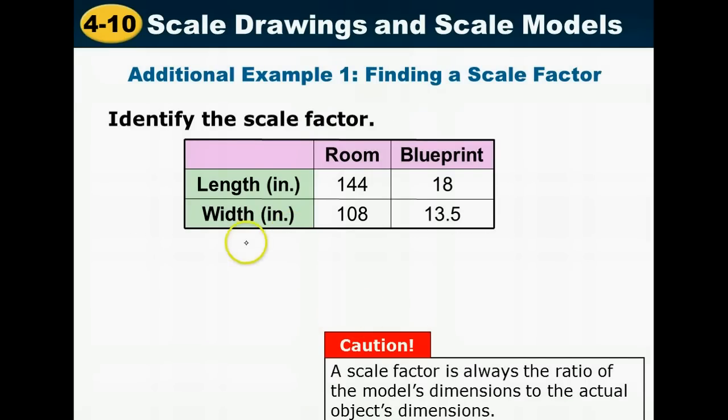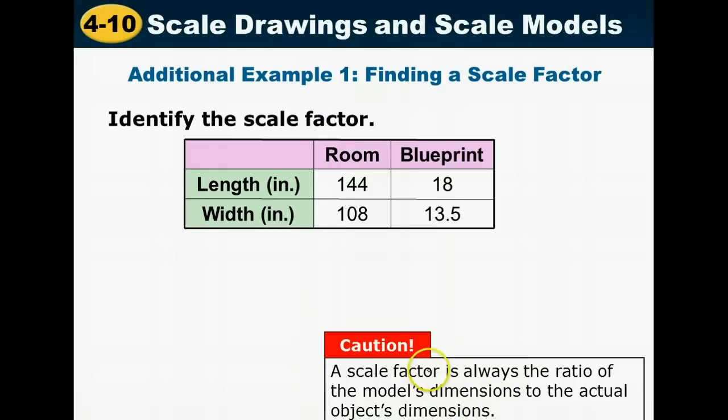So we need to identify the scale factor here. So here we have a room. Now the actual length of the room is 144 inches, and someone did a blueprint where the length of the room was only 18 inches. And then the width of the actual room was 108 inches. And then on the blueprint, that means on the model drawing, it was only 13.5. Now, one thing you need to keep in mind right here is very important.